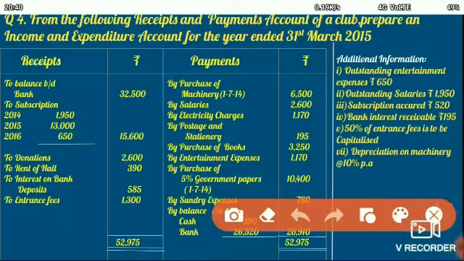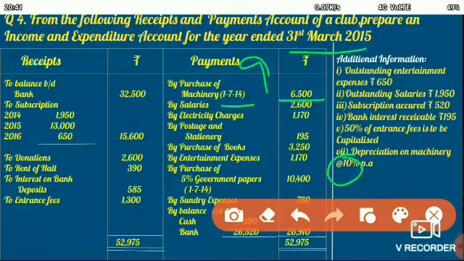So machinery, there is no opening value, but there are new purchases made during the current year. That is, the amount of the machinery is 6500. So I have to provide depreciation on 6500, but we have to check the date on which the machinery was purchased. It was purchased on 1st July 2014. So we have to calculate the depreciation from 1st July 2014 to 31st March 2015. So it is 9 months and the rate of depreciation is 10%.